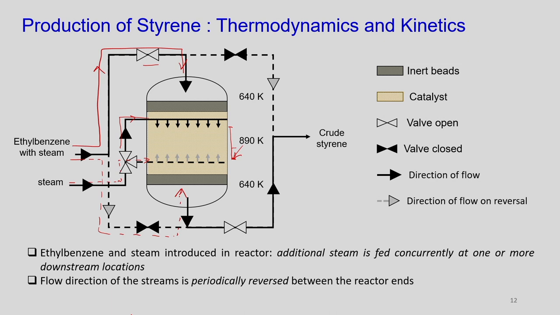So this improves the conversion, the ethyl benzene and steam introduced in the reactor. So additional steam is thus fed concurrently at one or more downstream locations. So you are feeding steam at one or more downstream locations. The flow direction of the stream is periodically reversed between the reactor ends. So hope you have understood this particular process, the thermodynamics and kinetics of styrene production.